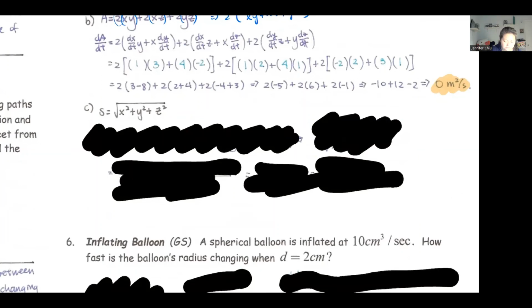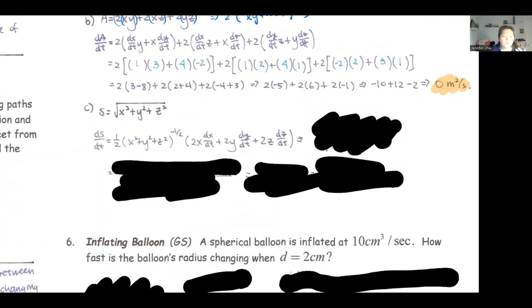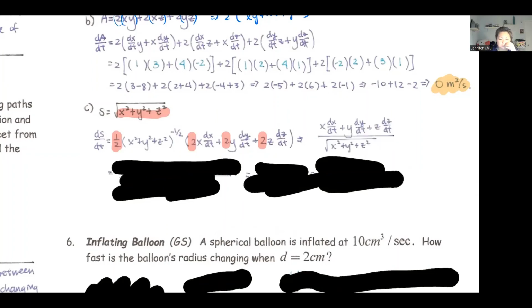So ds/dt equals 1/2 parentheses, keep everything the same to the -1/2 power. Then you take the derivative of the inside, the x squared plus y squared plus z squared. So that's 2x dx/dt plus 2y dy/dt plus 2z dz/dt. Another thing you should recognize is that they all have a coefficient of 2. If you factor that out, it will reduce out this 1/2 really nicely. So cleaning up your equation to be something like so.